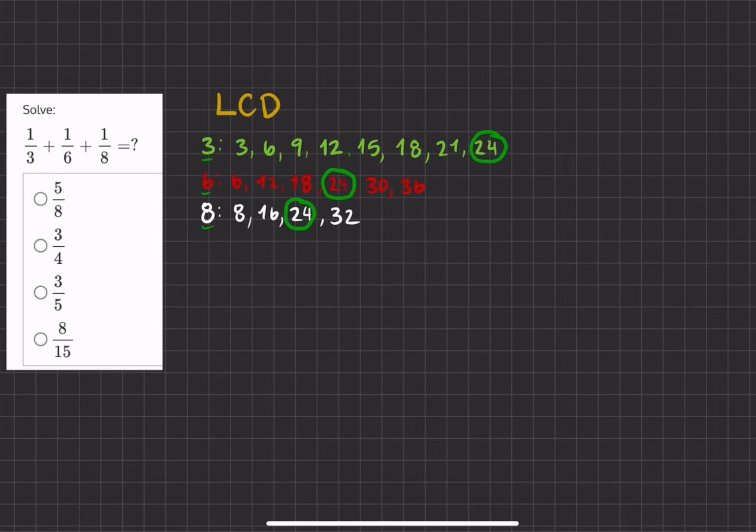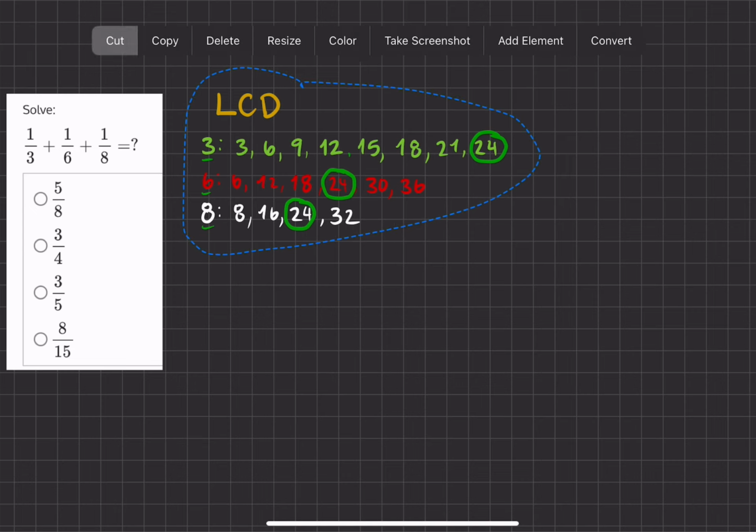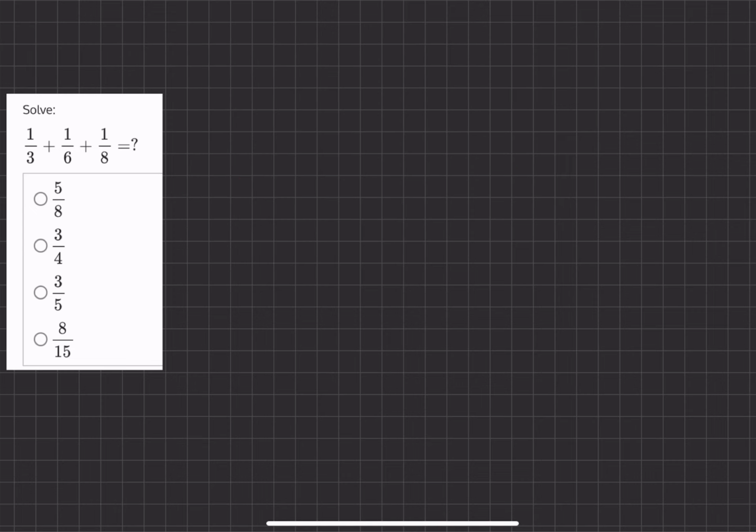Now, we'll use this 24 to manipulate all of our fractions. And I'll just move this out of the way so we have room to work. All right. So we'll take our first fraction, 1/3, and we'll turn it into a common denominator of 24. Now to do so, I multiplied by 8 to get from 3 to 24. Now if I multiply the denominator by 8, I'll multiply the numerator by 8, and I'll get 8 over 24.